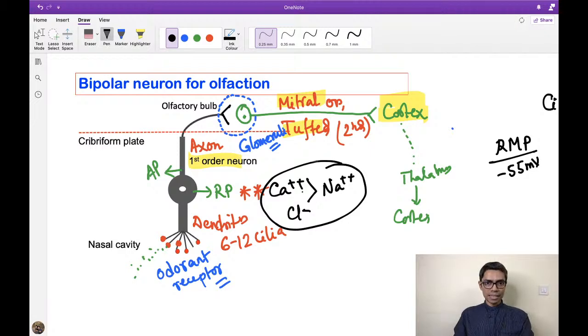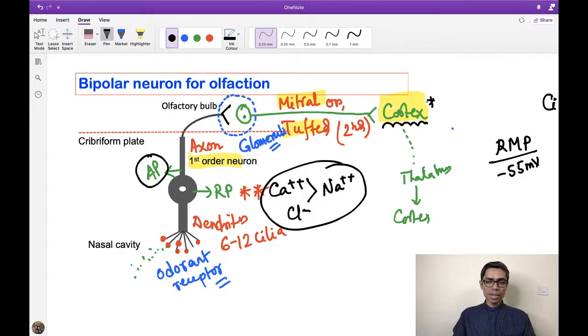After the receptor potential is generated, the action potential will be generated and will reach the level of the olfactory glomeruli or olfactory bulb, and the second order neuron will be stimulated. The second order neuron will bring the sensation to the level of the cortex, and the perception of olfaction will be detected at the cortex.